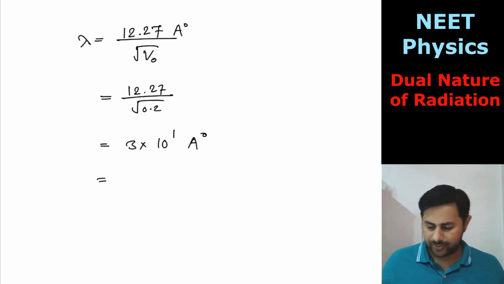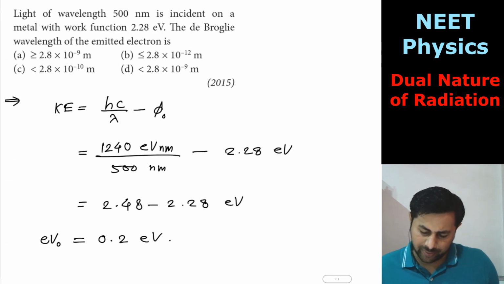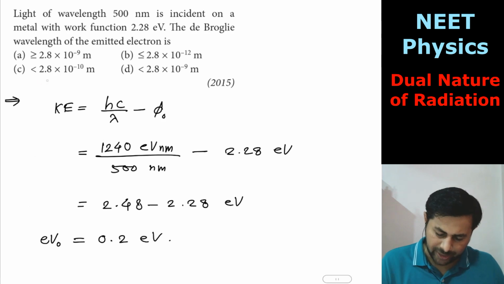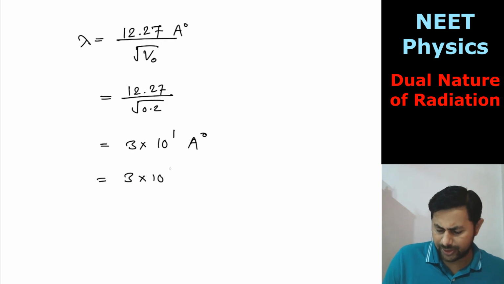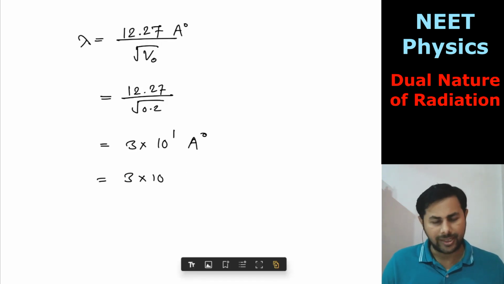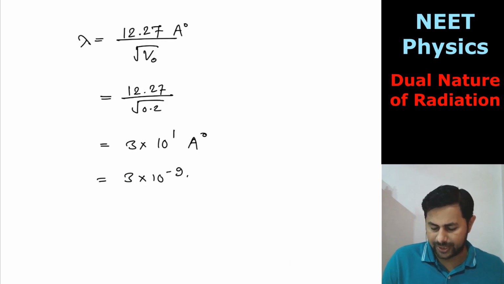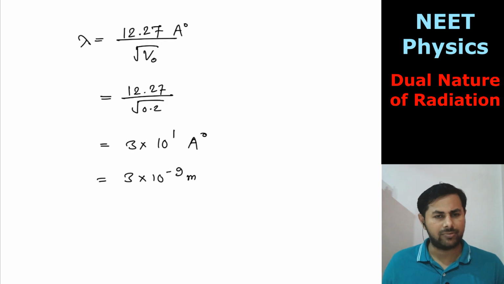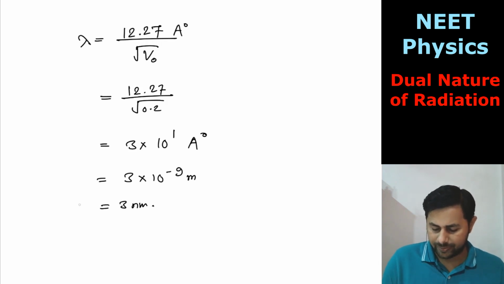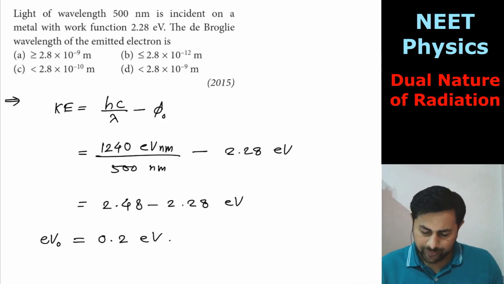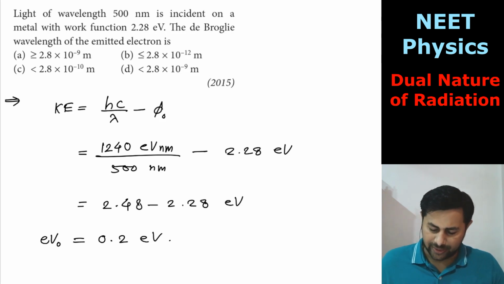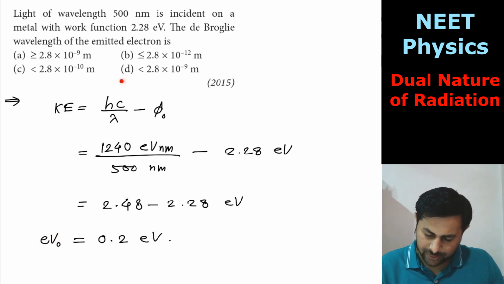angstrom. Okay, so that is equal to 2.8 multiplied by something. So 3 multiplied by 10 raised to what? Angstrom is 10 raised to minus 10, so this is 10 raised to minus 9 meters, or 3 into 10 raised to minus 9 meters is 3 nanometers, right? So this is a very round figure calculation. Okay, so now should it be less than or greater than that? So the answer is option D or option A. Tell me.